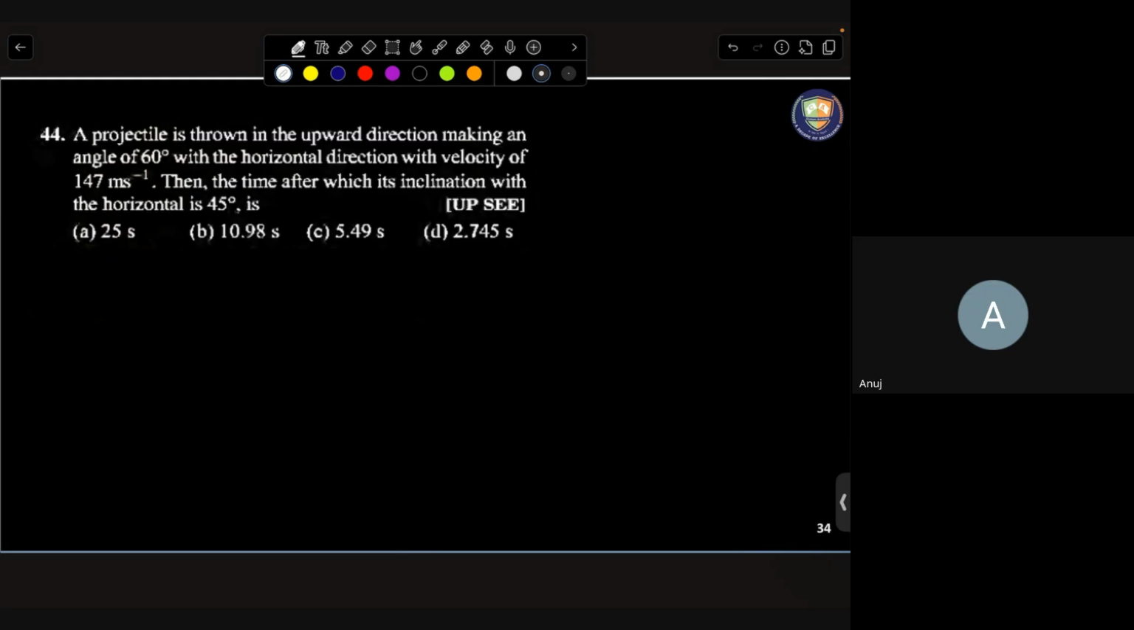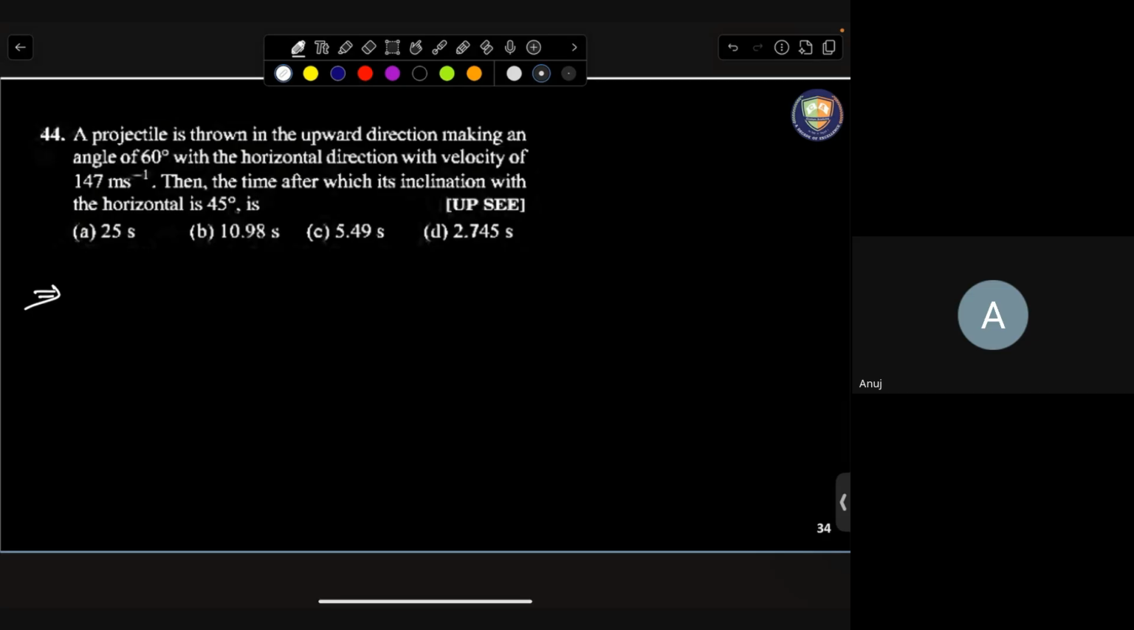You can see that the options are far apart, so you can do the approximation also if you want to save some time. Okay, let's just say C. Yeah, C is the correct answer. I think you guys are getting the answer, so let's discuss the solution.